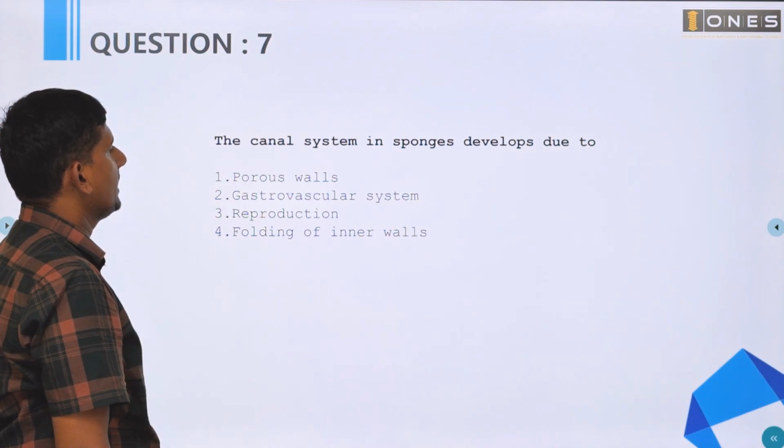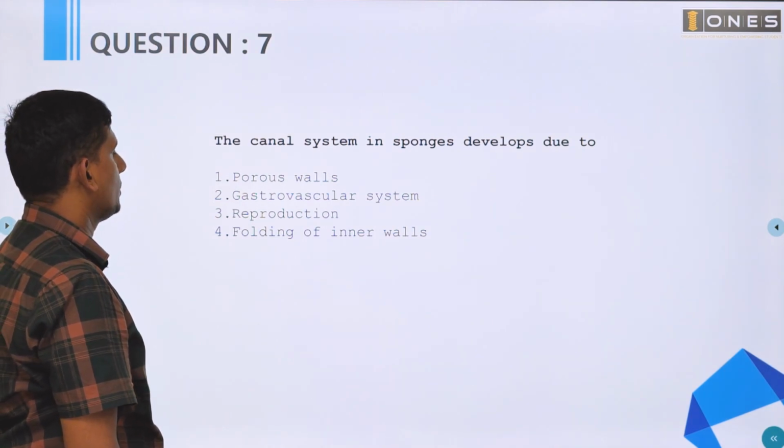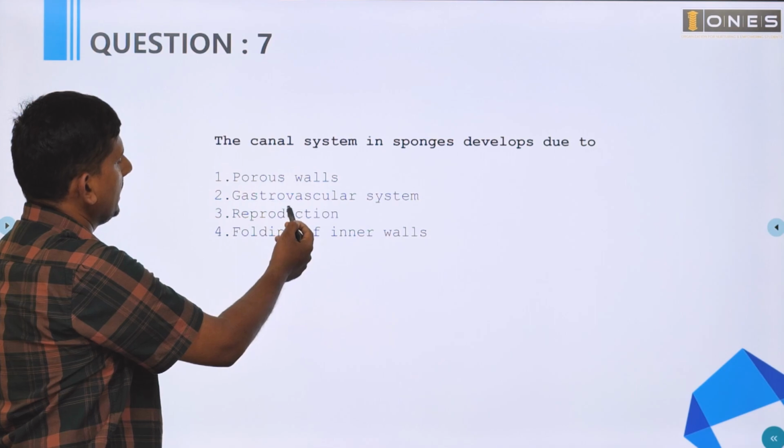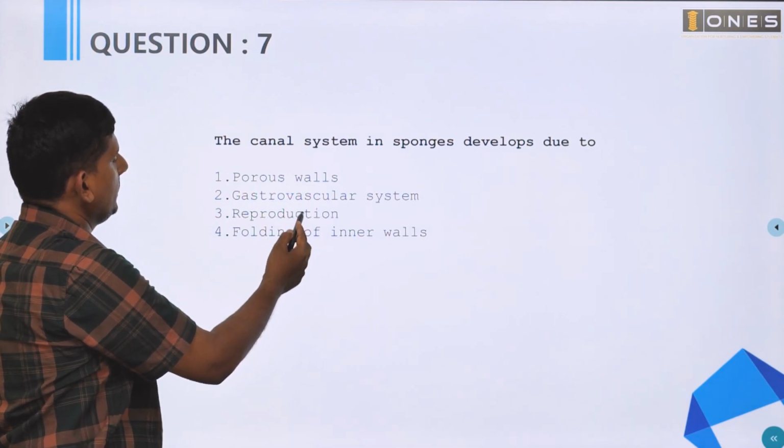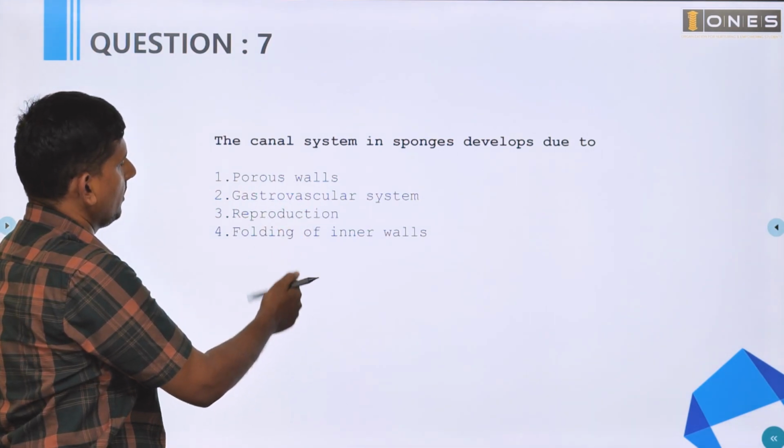Now the next question. The canal system in sponges develops due to option A, porous walls. Second one, gastrovascular system. Third one, reproduction. And fourth one, folding of inner walls.